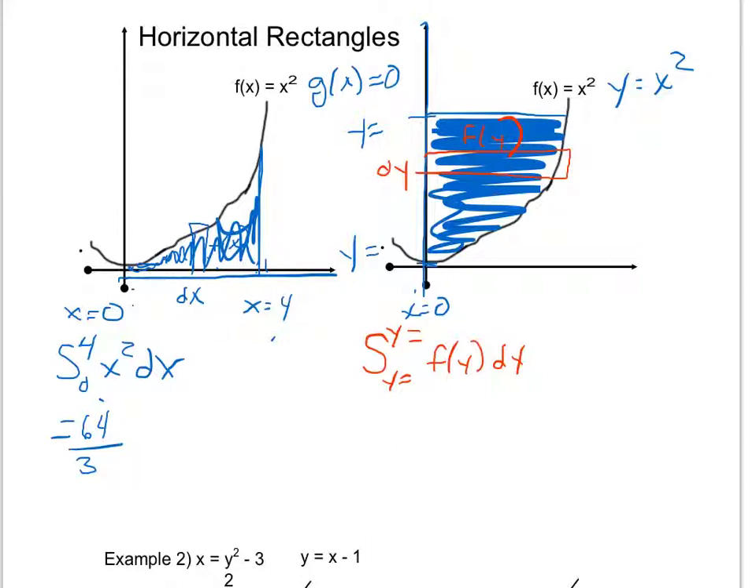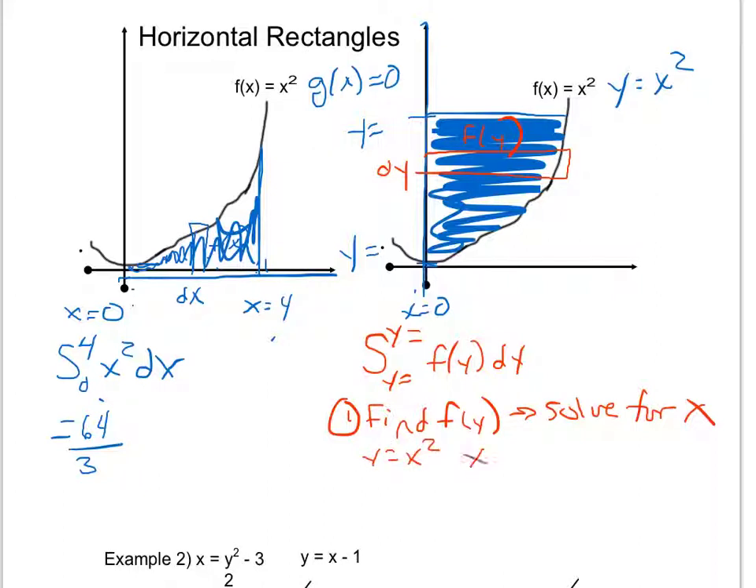The very first thing I'm going to do is find f of y, which basically means instead of solving for y, I'm going to solve for x. Well, my function is y equals x squared. If I solve this for x, I have x equals the square root of y. Okay, so that's my function that I'm going to integrate.